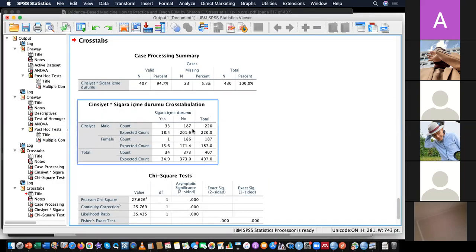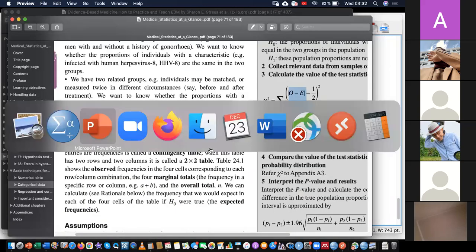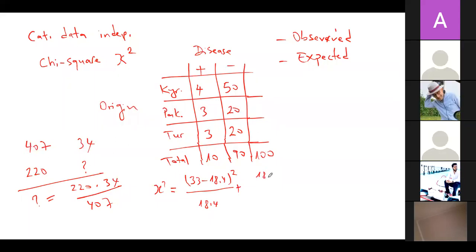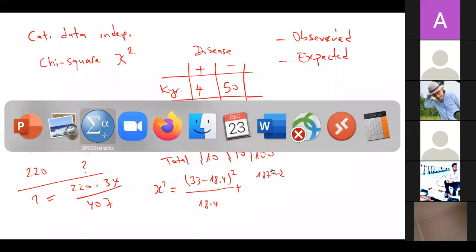The second cell is this one here, 187 minus 201.6. 187 minus 200, what was it?